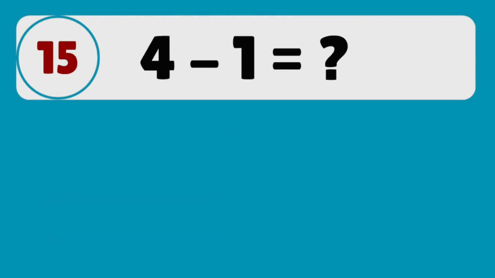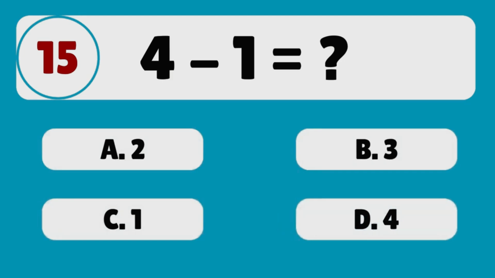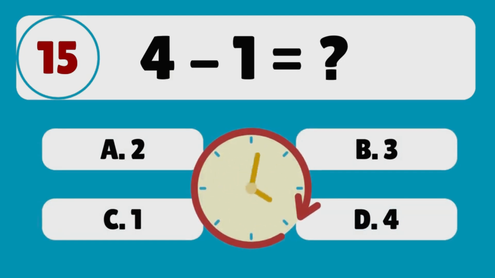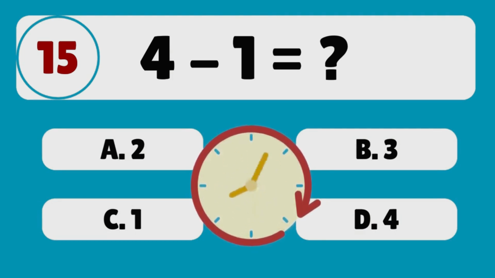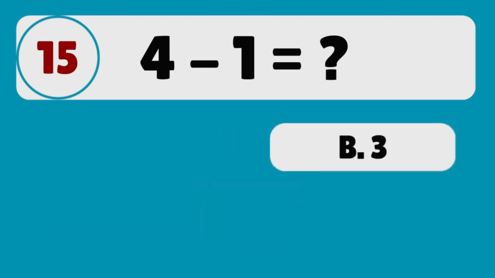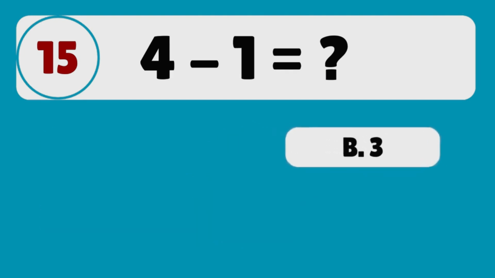Question 15. What is 4 minus 1? The answer is B. 4 minus 1 is equal to 3.